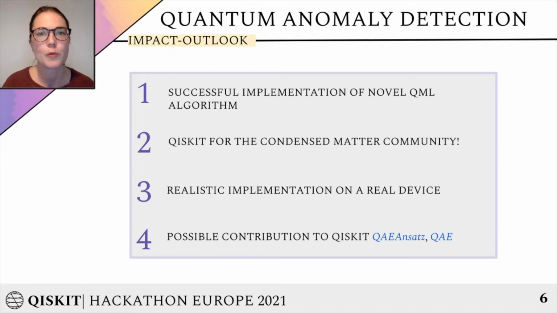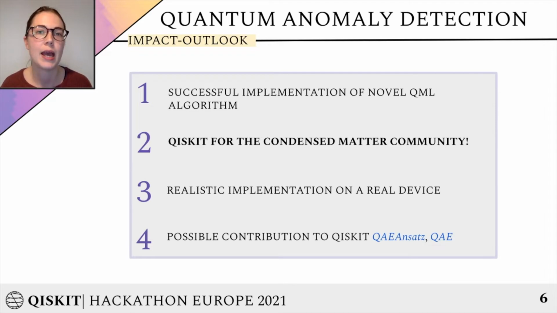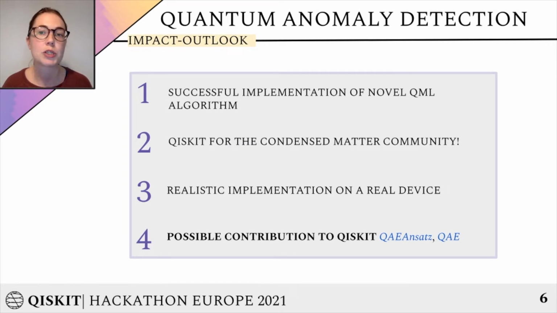To summarize, we successfully implemented a quantum anomaly detector in Qiskit that can be trained in a fully unsupervised fashion using only a single training example. And it allows us to explore phase diagrams of quantum many-body systems on a quantum computer without requiring any previous knowledge about the system apart from the Hamiltonian. We would also be happy to incorporate our quantum anomaly detector into the Qiskit codebase such that other scientists can benefit from it as well.